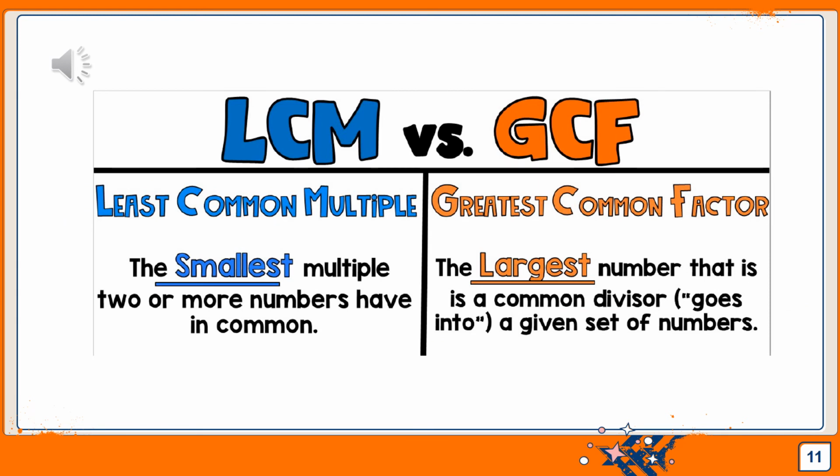Let's see if this is starting to make sense. The least common multiple versus the greatest common factor. The least common multiple is the smallest multiple two or more numbers have in common. That makes sense. The greatest common factor is the largest number that is a common divisor, the number that goes into something, a given set of numbers. All right, this is starting to make sense.